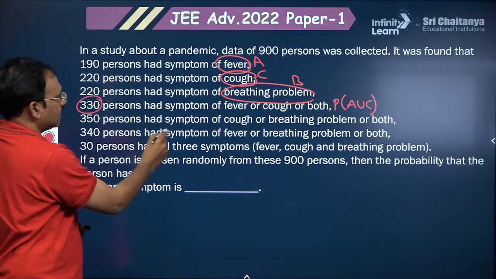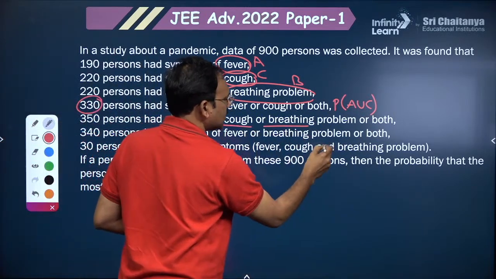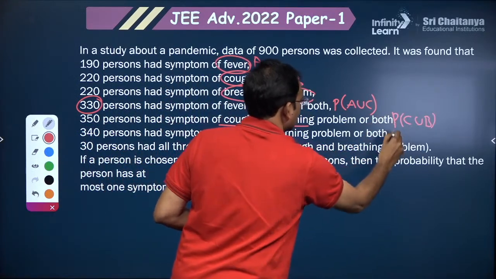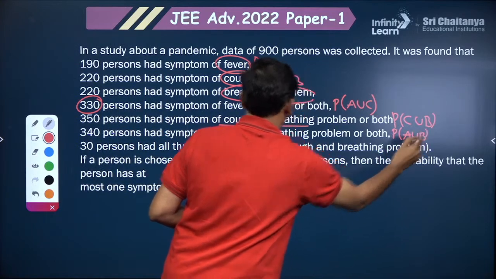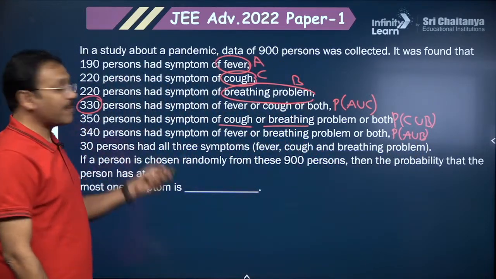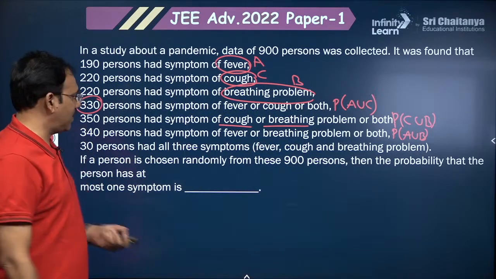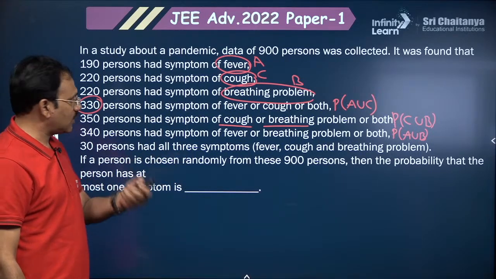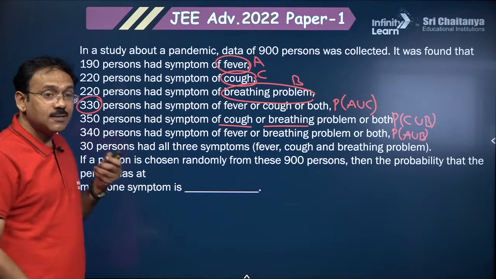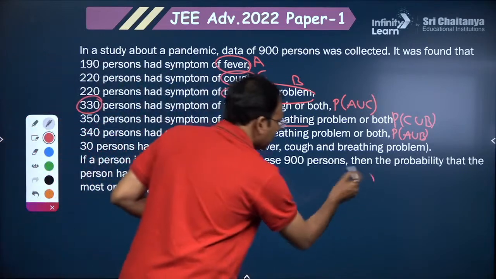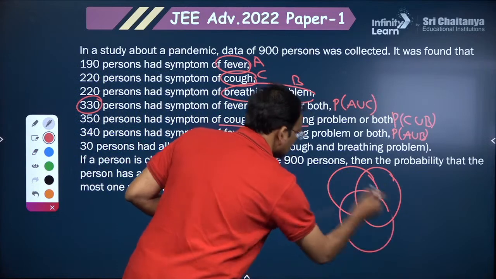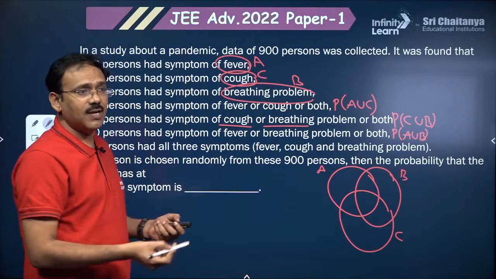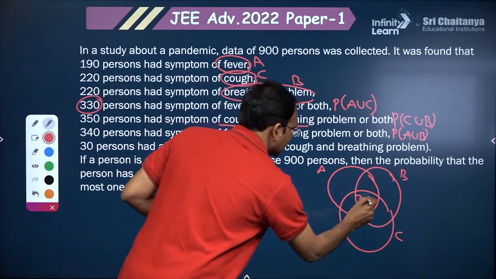In the same way, this is cough or breathing means P of C union B is given. So, P of A union B will be given here, right. Now, 30 persons had all the three, P of A intersection B intersection C. Now, if a person is chosen randomly out of 900 persons, what is the probability that the person has at most one symptom? Here it is a simple set theory problem. Suppose this is A, this is B, this is C. We just try to fill the data from the innermost one. This is given as 30, right?